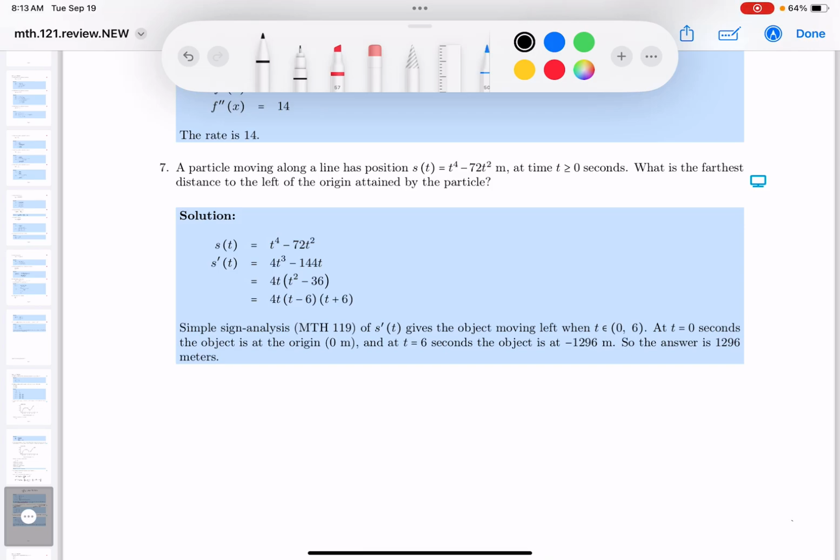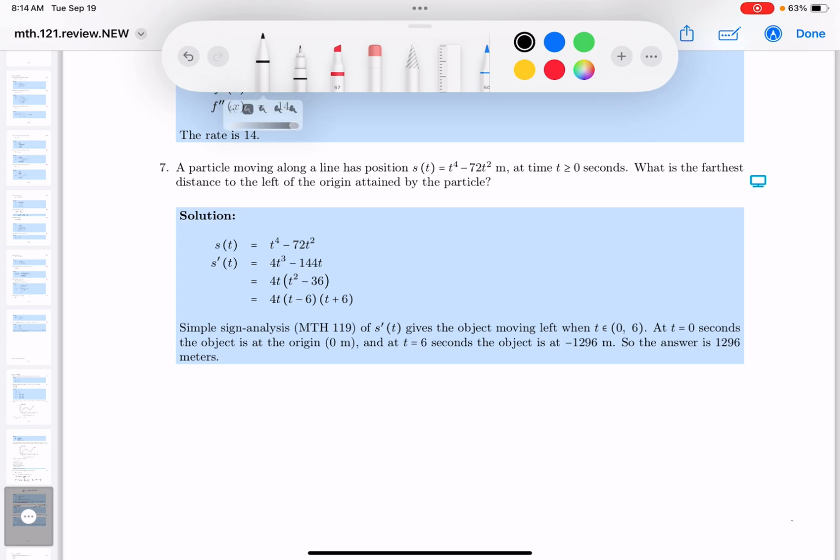Okay, this is a particle moving along a line. They give me a position function. The position is in meters, and time is in seconds, and t is greater than or equal to 0. So there's no past, just 0 forward. What is the furthest distance to the left?